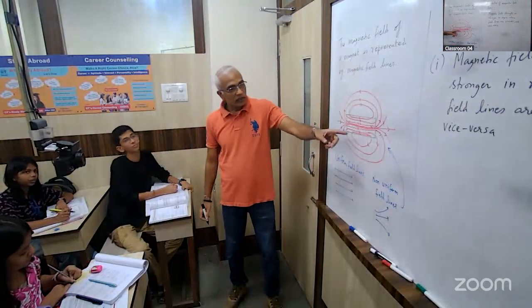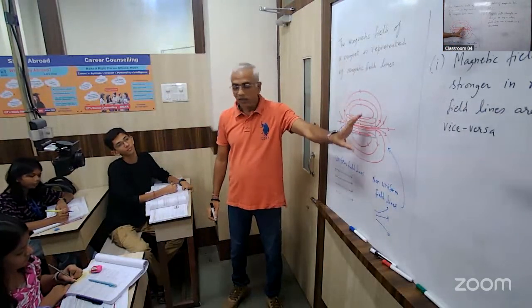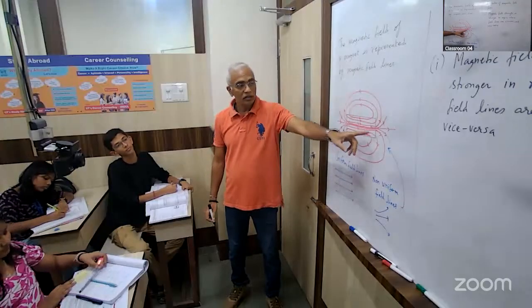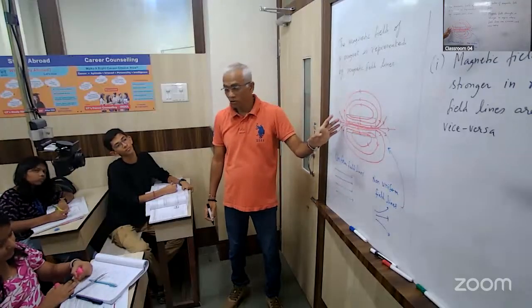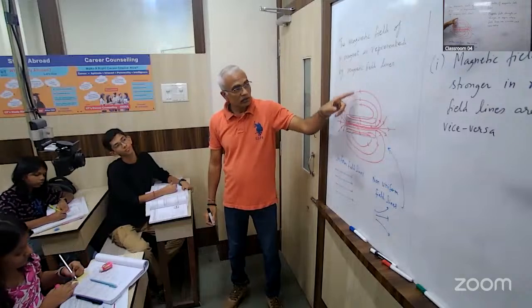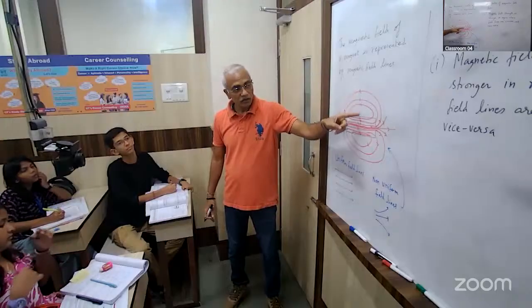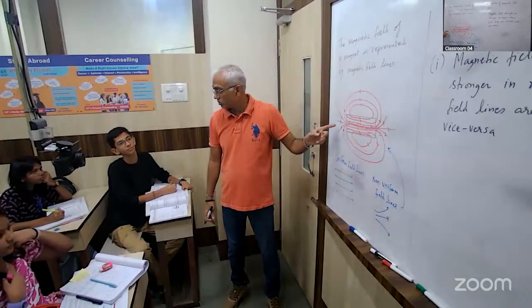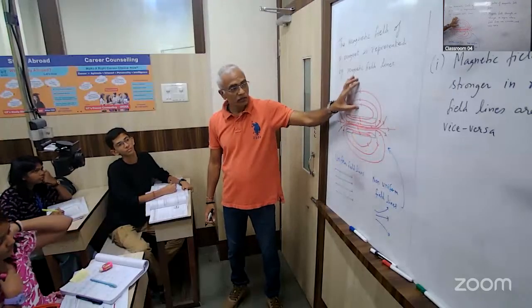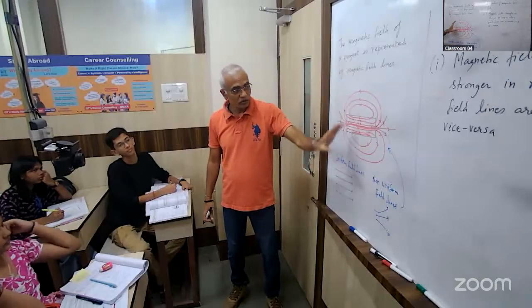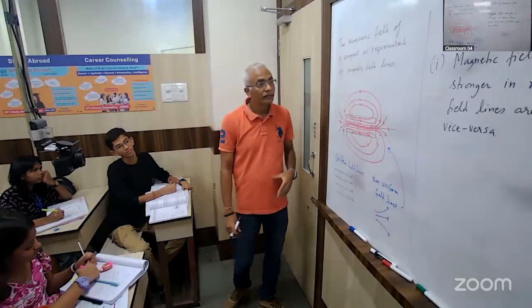So you can see that near the poles, the field lines are crowded. The field strength is maximum near the poles. Now, if you look here, the field lines are spread apart. So here the field strength is not as strong as it is near the poles. So you have a weak field perpendicular to the magnet, right?